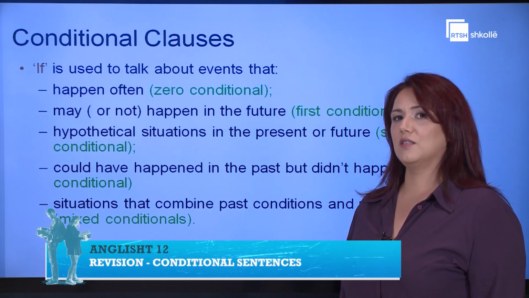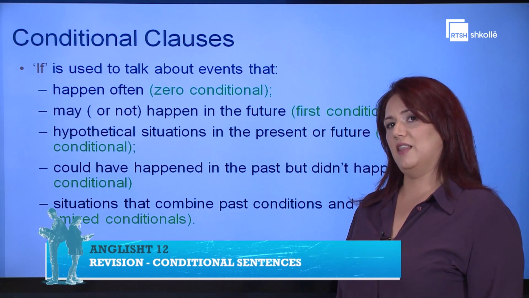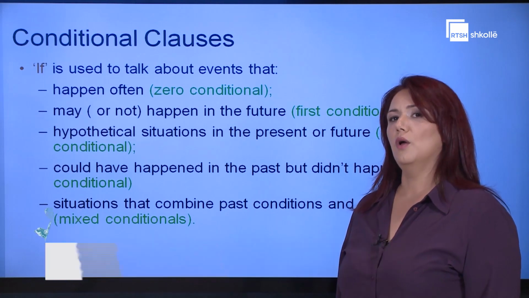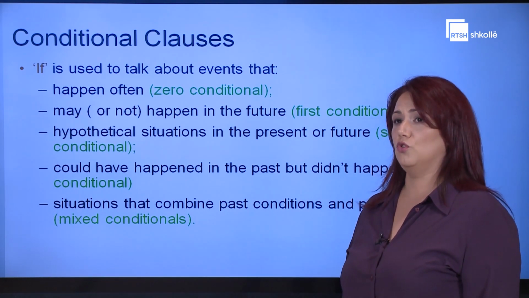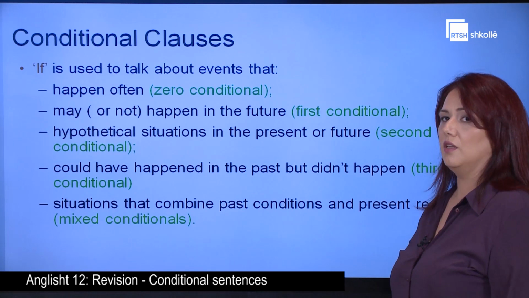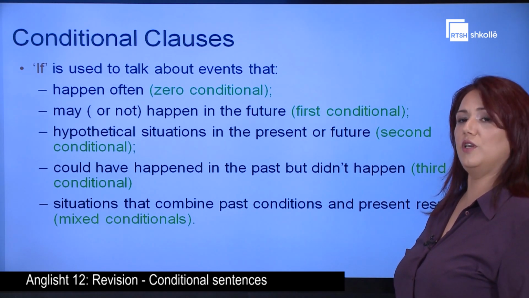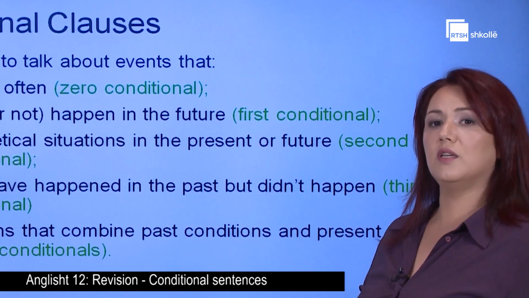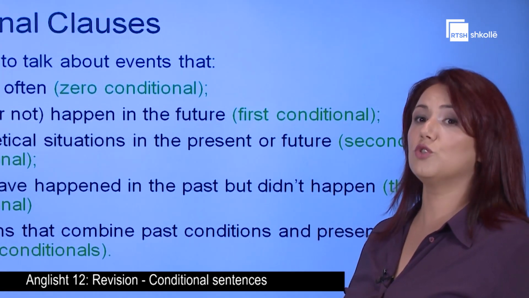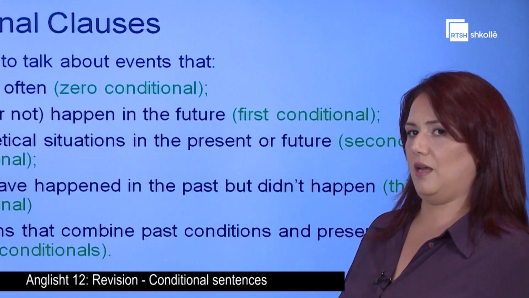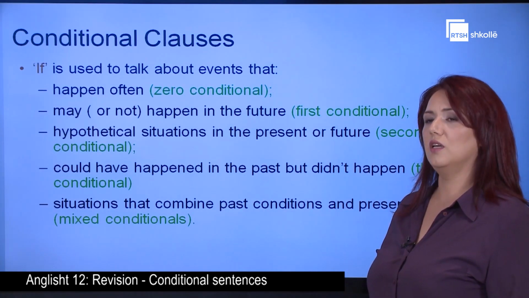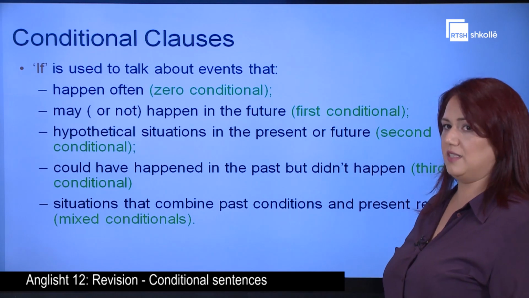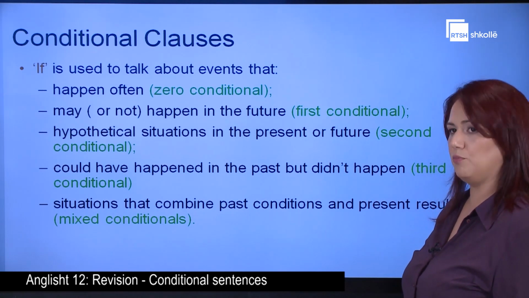Now, it is used to talk about events that generally happen often, and this is the zero conditional, may or not happen in the future, which is the first conditional. It is used about hypothetical situations in the present or future, which means the second conditional. It is used for situations which could have happened in the past but didn't happen, the third conditional. And lastly, it's the mixed conditionals. It's about situations that combine past conditions and present results.